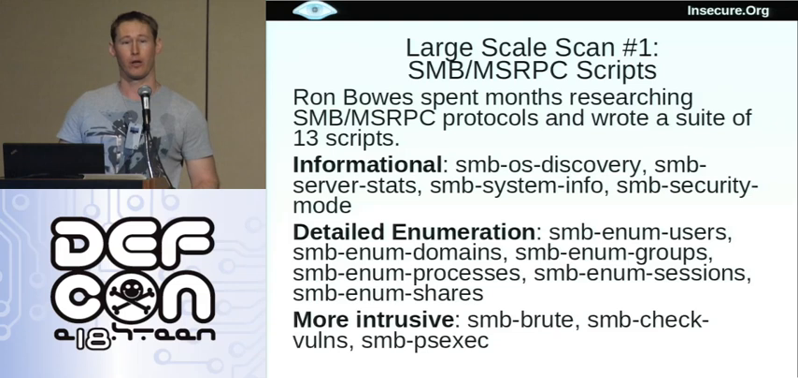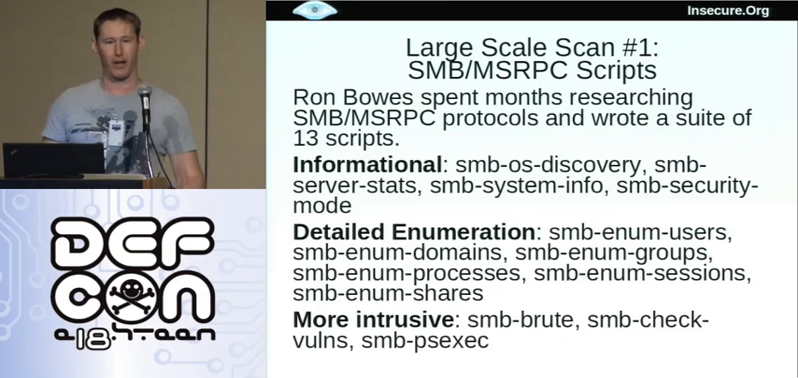We have SMB brute, which does brute force authentication cracking against the server to try and figure out passwords. And it can work in conjunction with the SMB enum users so that you already have a user list. We have SMB check vulns, which checks for a number of remotely exploitable MSRPC bugs. And then we have SMB psexec, which allows you to execute arbitrary commands on the server with some canned ones available for you for things like dumping password hashes. You might want to start a remote display server, that sort of thing.